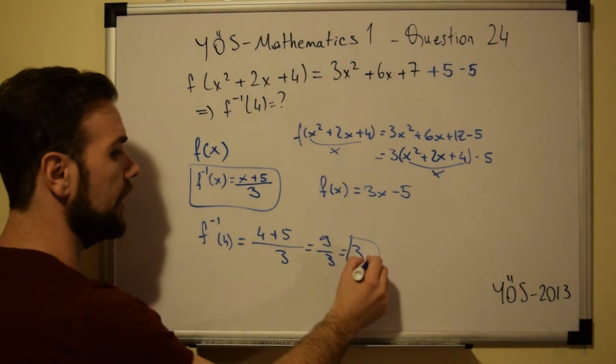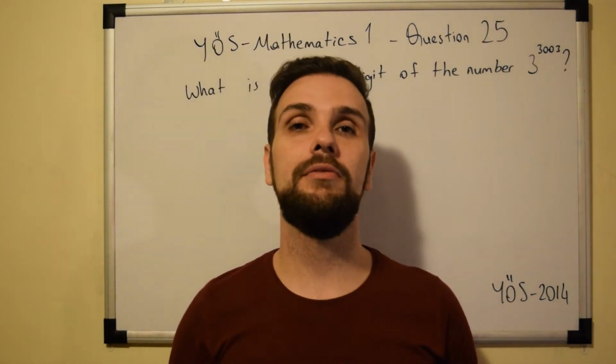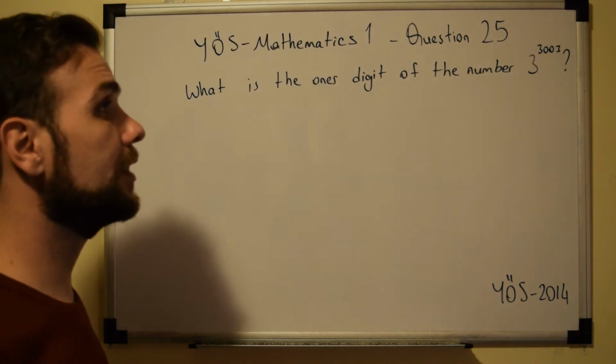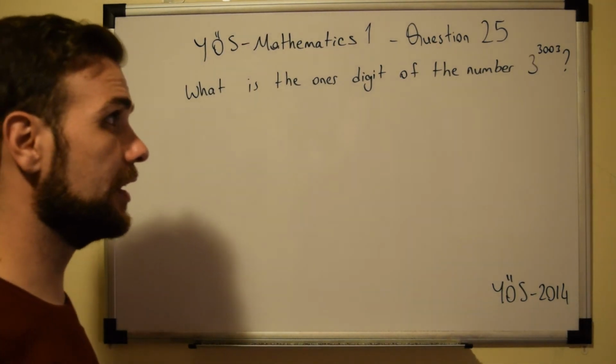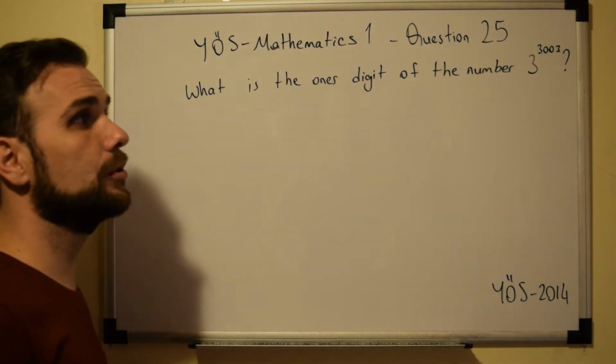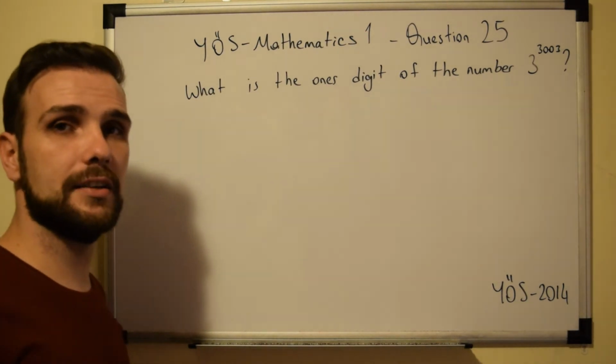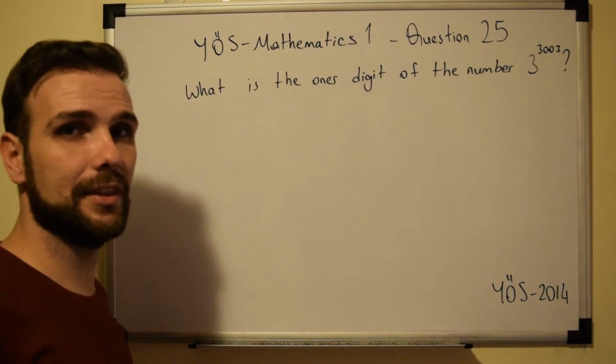Welcome to question number 25. In this question we have, what is the ones digit of the number 3 to the power of 3003? So probably finding the number 3 to the power of 3003 will take us all the time that we have in the exam.